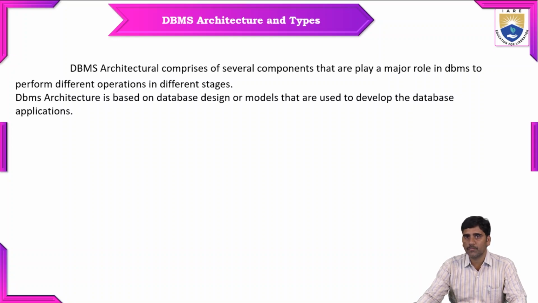Entity relationship model is one such type, and relational model is one such type. Hybrid model is one such type. Object based model is one such type. Based on that, all the DBMS architectural components exist to design that software.